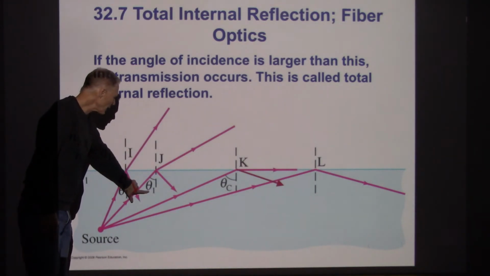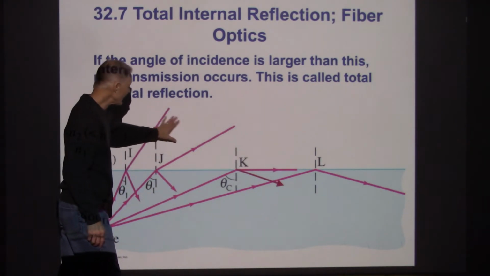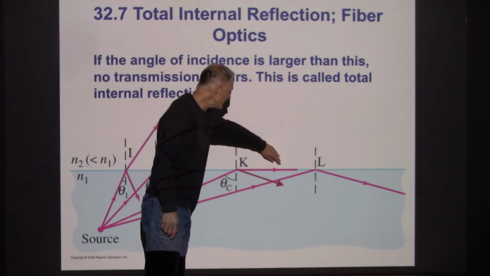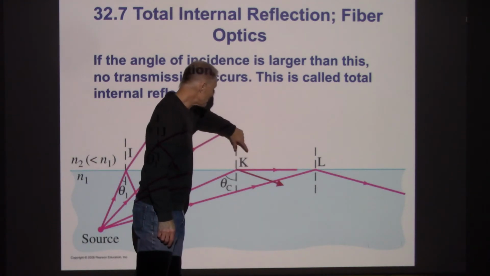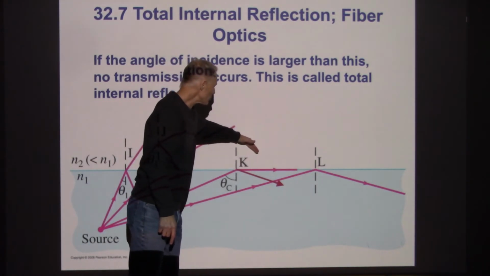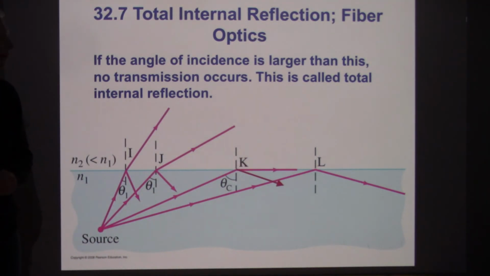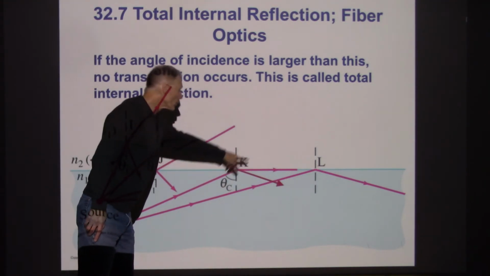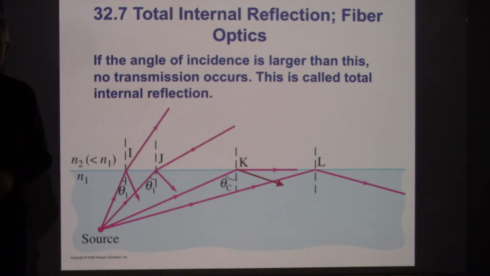And as theta 1 goes up, as we look at different angles here, theta 1's getting bigger. Well, theta 2 is getting bigger faster. And at some point, theta 2 hits 90 degrees. Once I exceed picture K, once I go on to picture L, at picture K we say we are at critical angle. We are at the point where if theta 1 gets any bigger, refraction will stop. There will be no light passing into the other material.